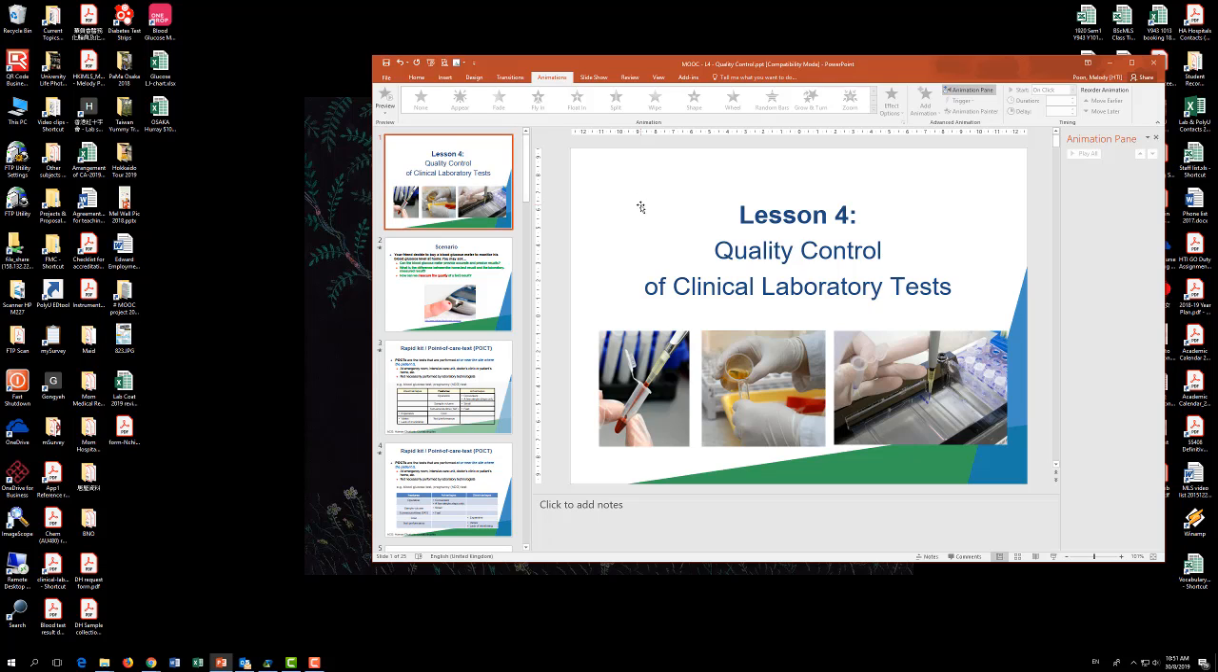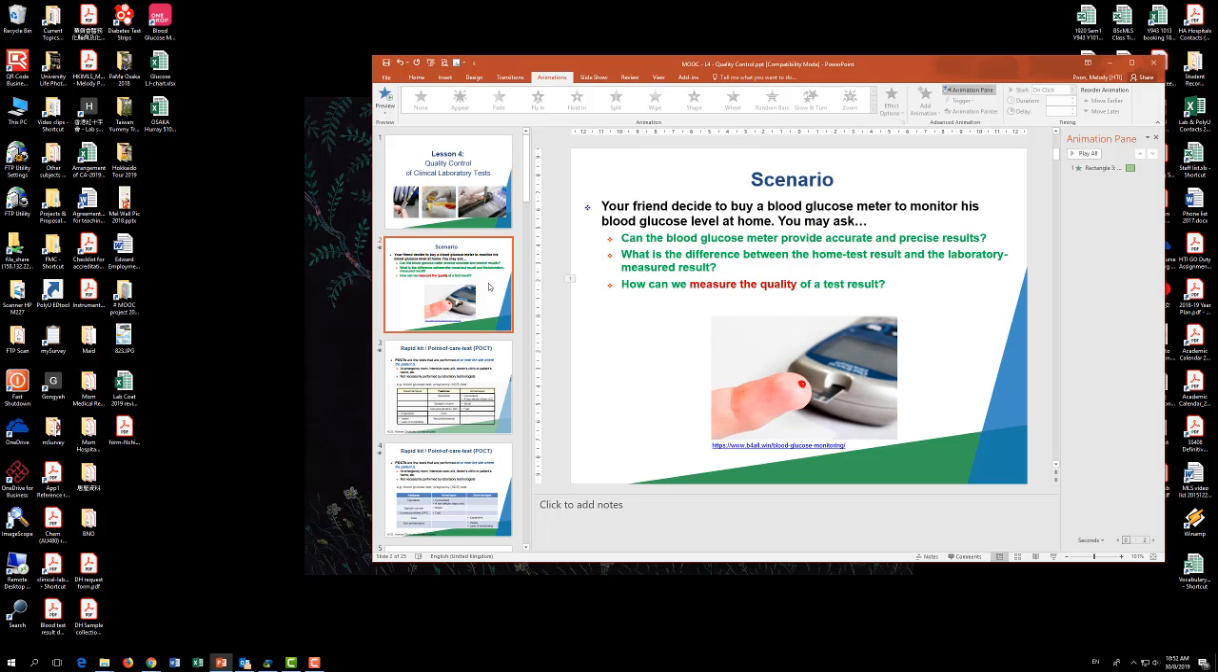Lesson 4: Quality Control of Clinical Laboratory Tests. Your friend decided to buy a blood glucose meter to monitor his blood glucose level at home. You may ask, can the blood glucose meter provide accurate and precise results? What is the difference between the home test result and the laboratory measured result? How can we measure the quality of a test result?